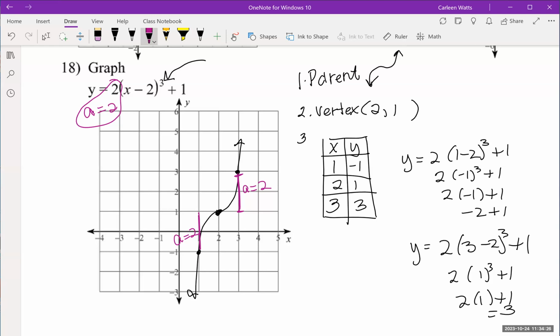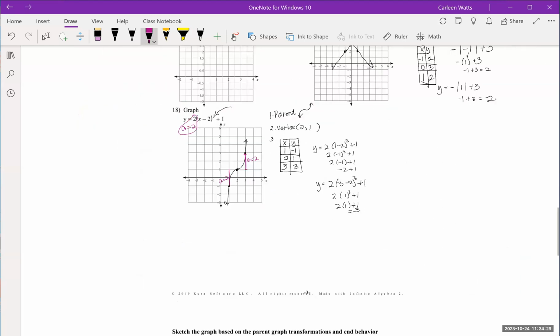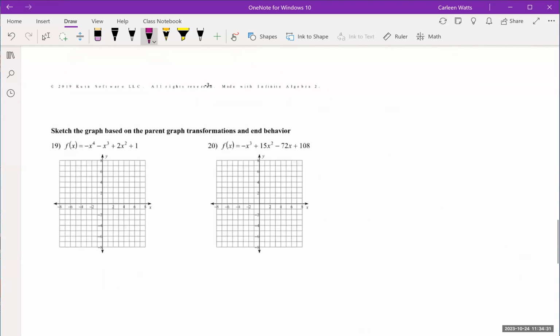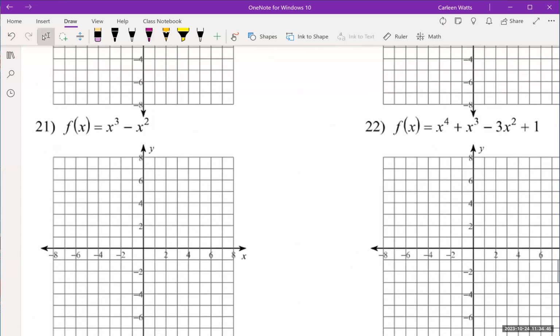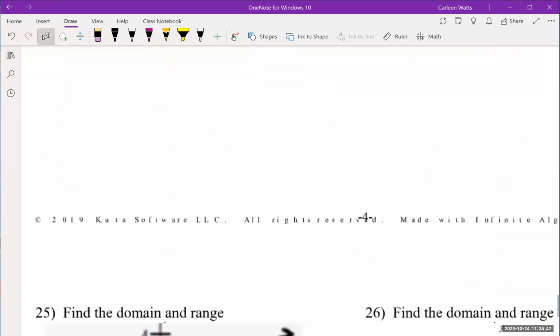Okay, I realize you guys are exhausted. Let's move on to 19. Woo, crazy. Okay, we're going to talk about later how to find the y-intercept. Right now, we're going to use the chart.